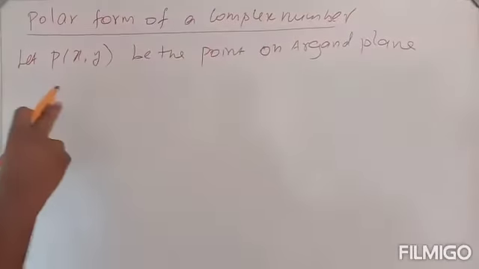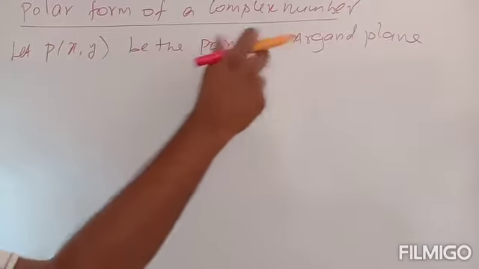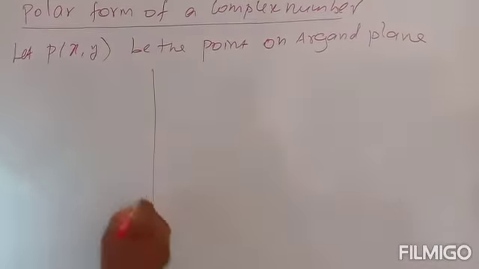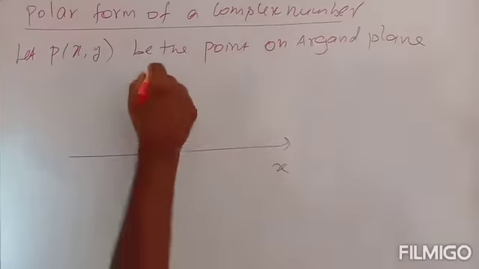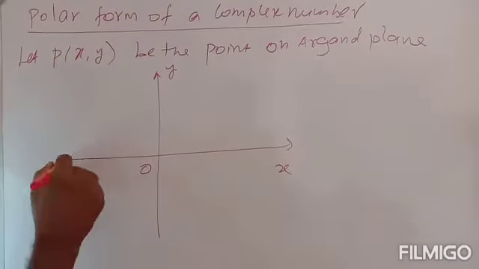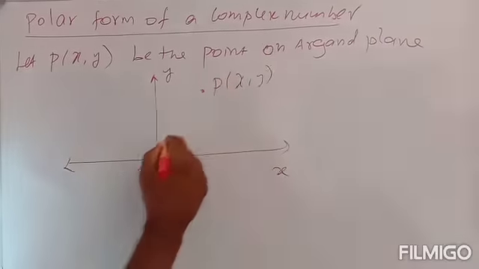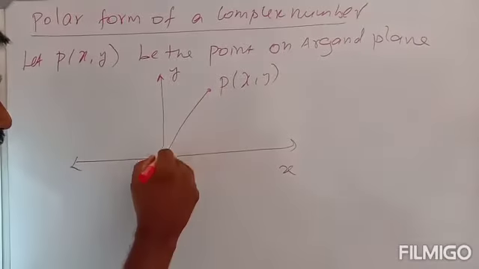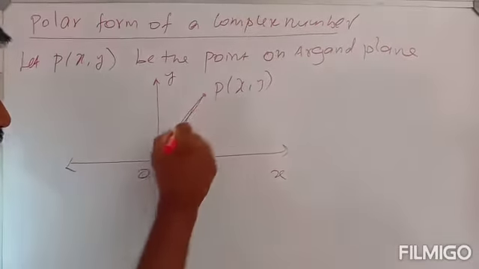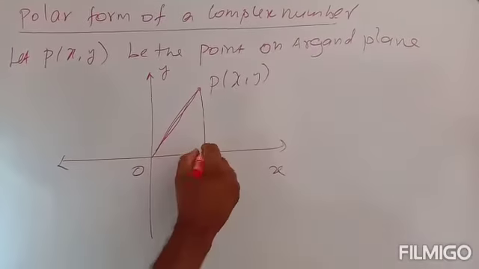Polar form of a complex number. Let P(x, y) be the point on the Argand plane, with the x-axis and the imaginary axis. Let P be any point (x, y) on the Argand plane. Then we can join OP, and we can draw a perpendicular from P to the x-axis.